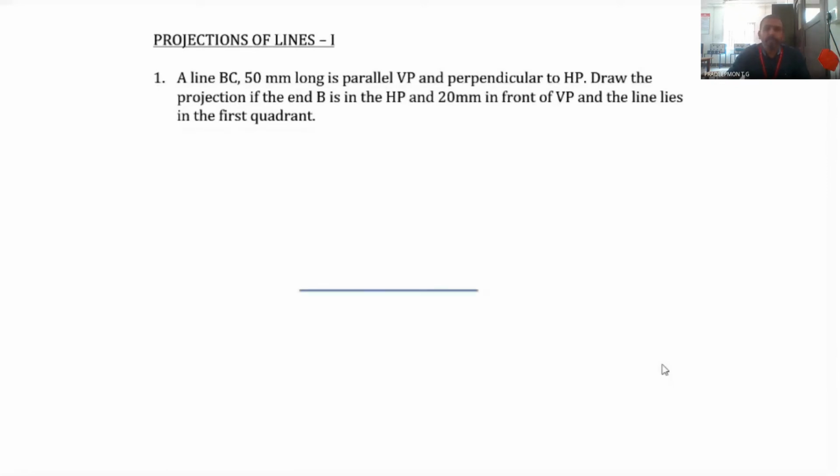So in order to draw it, first we have to draw the XY line. The first step is to draw a horizontal line and name it the XY line. Now, since the point B is in HP, B is in HP means the front view B dash should be on the XY line, that we know. The point B dash, the front view of B, should be on the XY line.